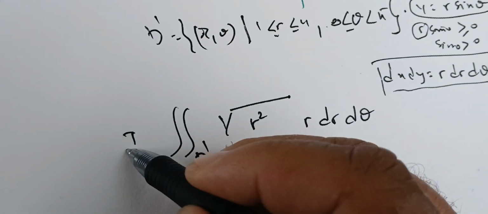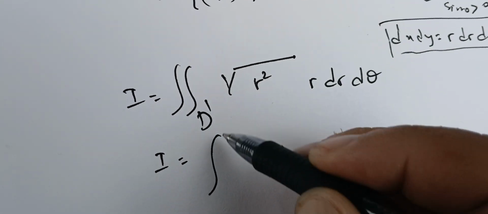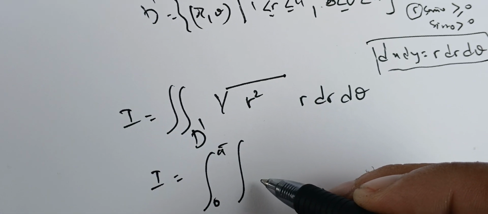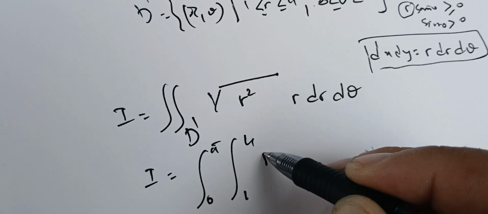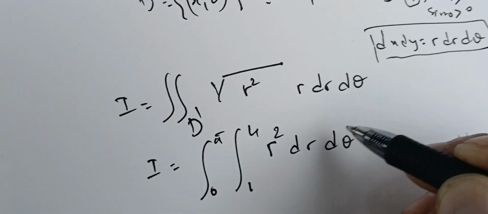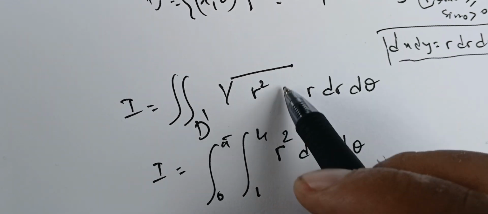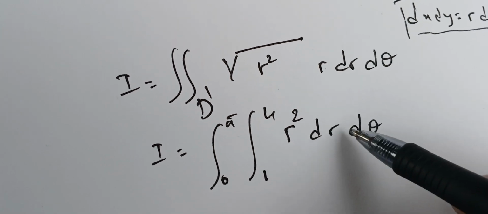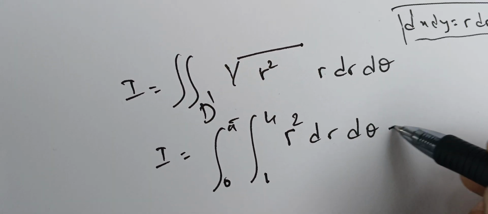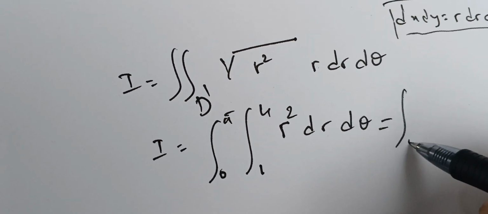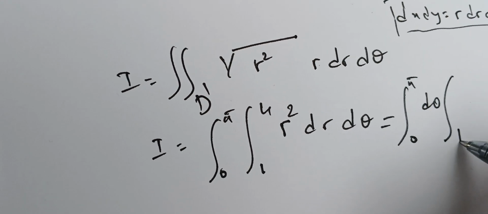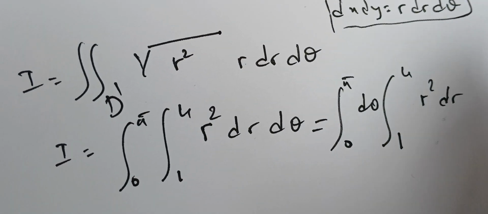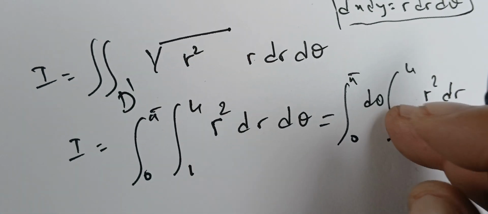So my integral will be, now theta is changing between 0 and pi, and r is changing between 1 and 4, and my function is r squared dr d theta. The r is coming from this one here, times this r, we get r squared. We see that r is independent of theta, therefore I can integrate independently. So you have the integral between 0 and pi of d theta times the integral between 1 and 4 of r squared dr.